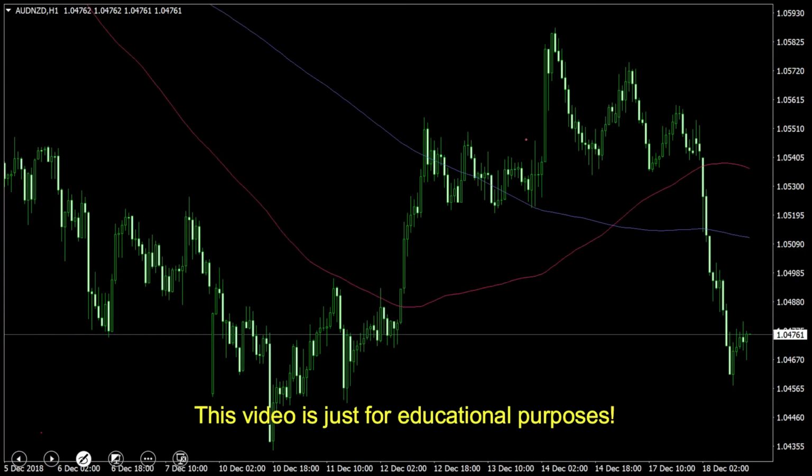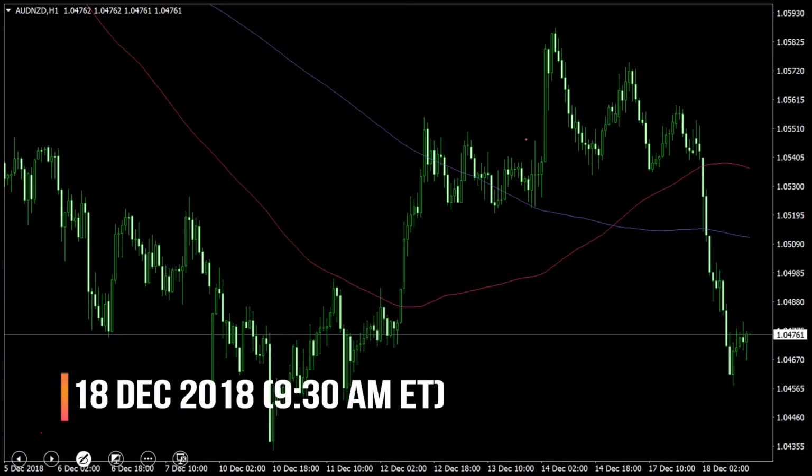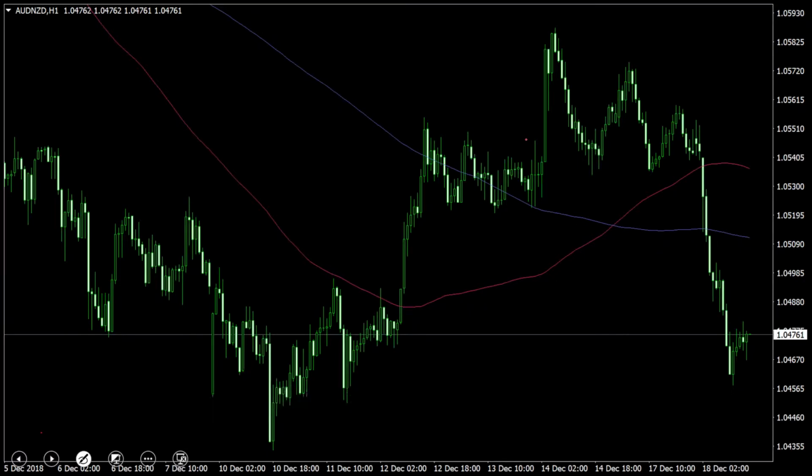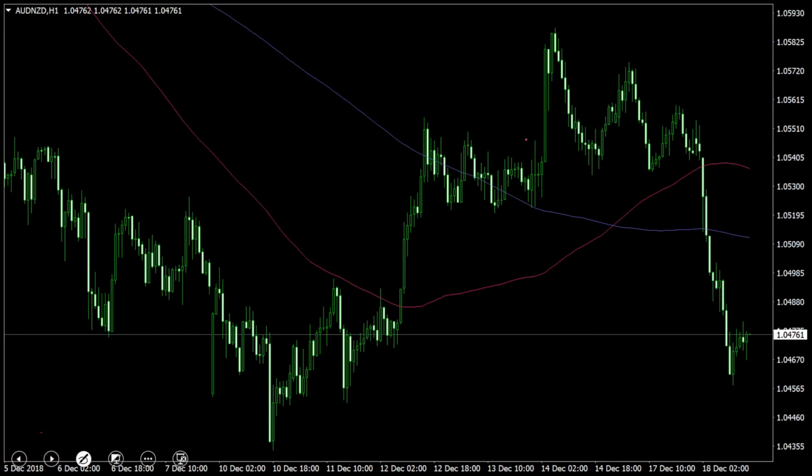Today is 18th of December 2018. It's about 9:30 a.m. Eastern Time. So in this video we're going to have a look at the pair Australian dollar to the New Zealand dollar right over here. As you can see on this chart, it's the hourly chart that we're looking at right now.